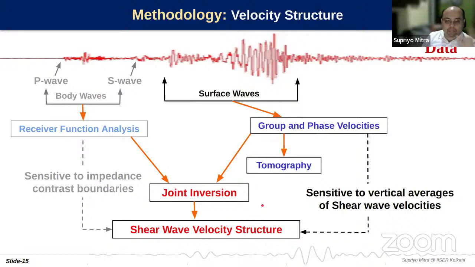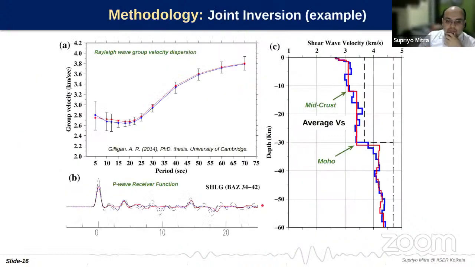This is one example. So what you see at the bottom is the receiver function. The gray dashed line is the observed bounds. The red and the blue lines are the synthetics calculated for the model on the right. And the dispersion curve, so here you have period, you have group velocity. Again, the blue and the red are basically synthetic dispersion curves calculated for the model on the right. And the black bounds are basically the observation of the dispersion data that we have.